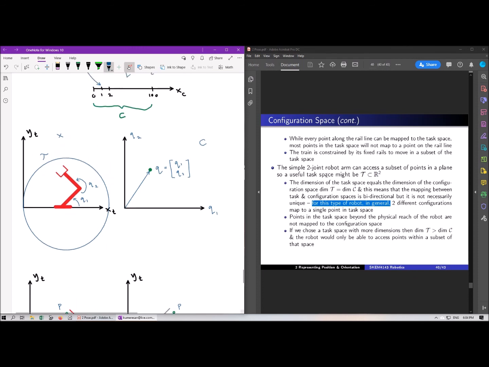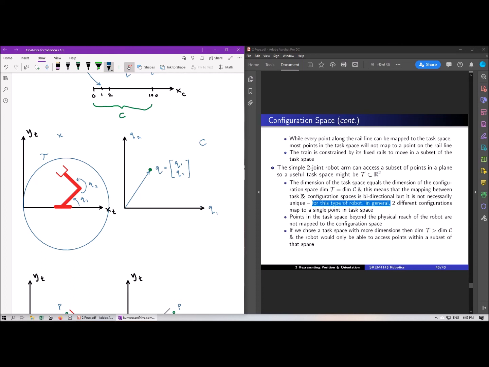And similarly, the simple two-joint robot arm can access a subset of points in a plane. So a useful task space might be this one, right? Like I said, within this circle, which is a subset of the two-dimensional space. So this is two-dimensional space, and the task space is just a subset of it. The dimension of the task space is still 2, equal to the configuration space here. This configuration space is also two-dimensional.